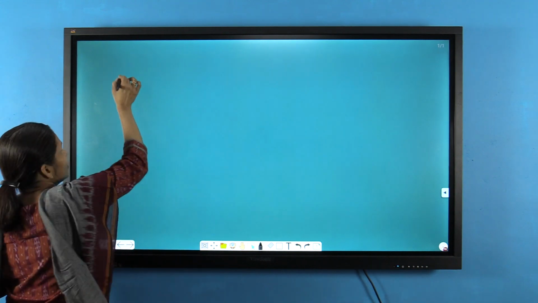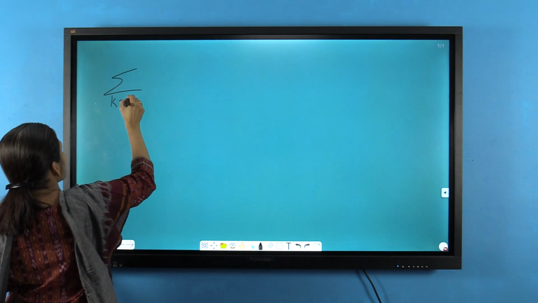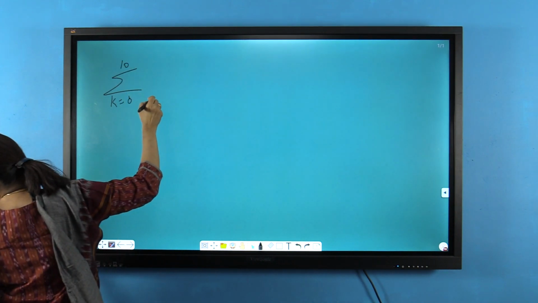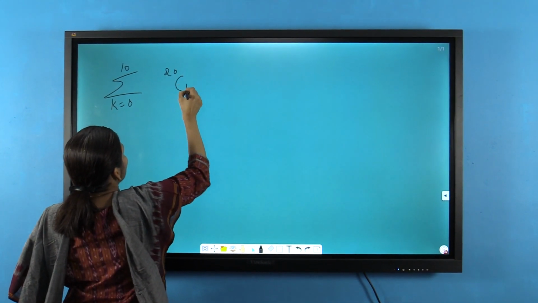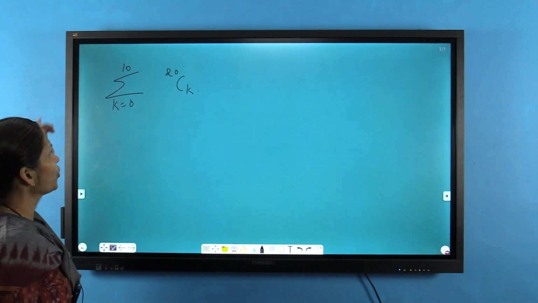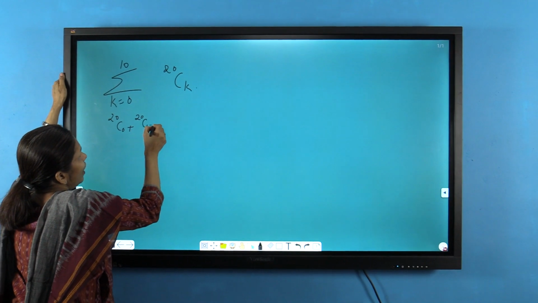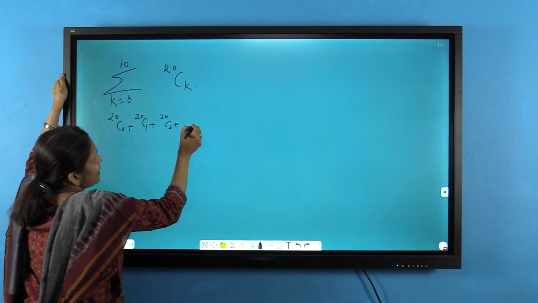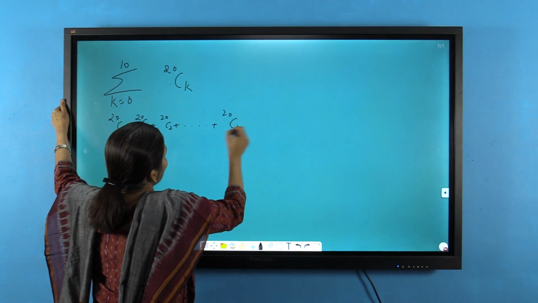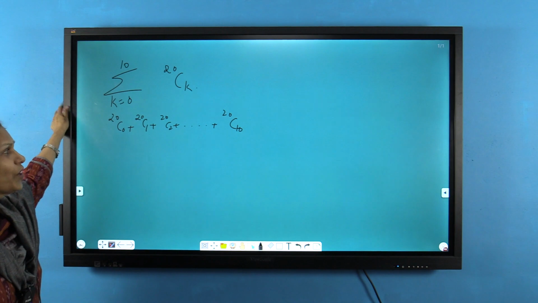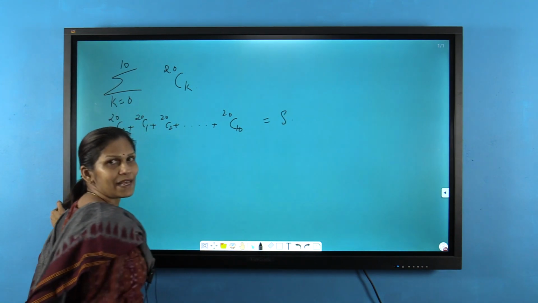What is, this is important, again, the sum over k equal to 0 to 10 of 20Ck. So, what is your question? Isn't it 20C0 plus 20C1 plus 20C2 plus etc. up to 20C10? Isn't that your question? Okay, this is what you have to evaluate. Let me call this S.